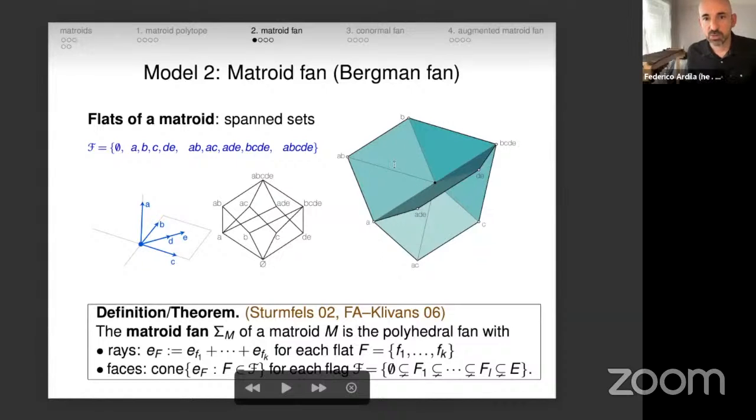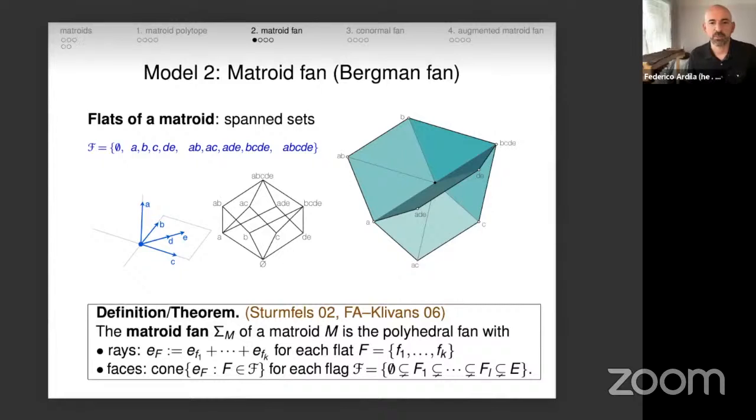And then I have to say when I make a triangle. So for example, here the ray B and the ray AB are joined by a triangle, are filled in by a cone, and that's because B is less than AB in the poset. The flat B is contained in the flat AB. But for example, the flat A is not contained inside the flat BCDE, and so there is not a cone containing A and BCDE. Okay, so I describe the rays, I describe the faces. You get a face for each flag of flats that are given by a successive containment of flats. And the result of that is called the matroid fan. Okay, I call this a definition theorem because this was defined in a different way by Bernd Sturmfels.